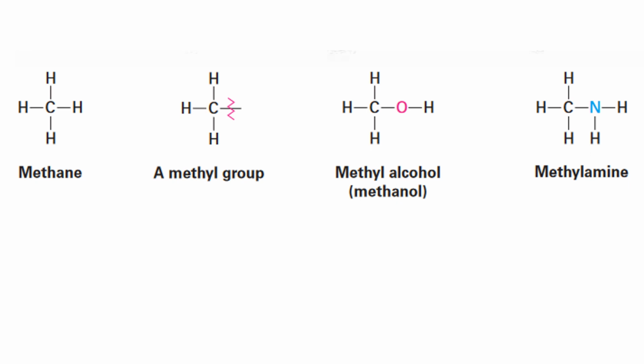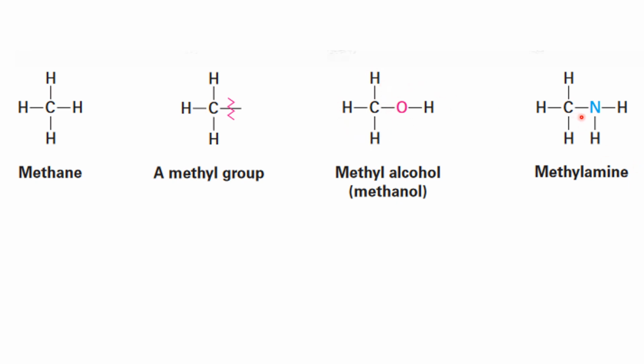On page 72 of your textbook, McMurry, I took a screenshot of this figure. If this is methane and one hydrogen is removed, you call it the methyl group. When a functional group is attached to this position of the methyl group, such as an alcohol, you call it methyl alcohol or methanol. Methyl because of this methyl group, and alcohol is the functional group.